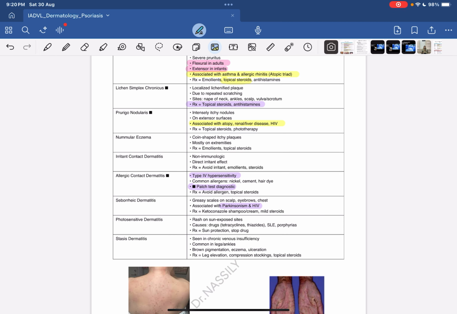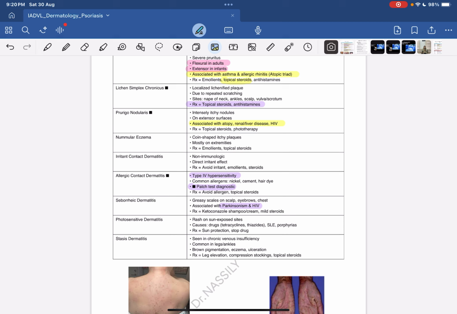Irritant contact dermatitis is non-immunological. A direct irritant is the cause, and the treatment is to avoid the irritant, emollients, and steroids. Allergic contact dermatitis is a type 4 hypersensitivity reaction. The common allergens are nickel, cement, and hair dye. Patch test is diagnostic. Treatment is to avoid the allergen and use topical steroids.